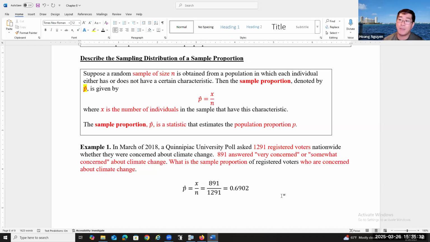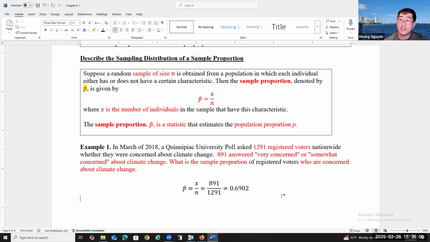Now let's imagine this, everyone. If you go back to the same population and select exactly the same number, 1,291 again, and among those 1,291 people you ask them the same question, are you concerned about climate change or not, do you think exactly 891 people will say yes, they are concerned about climate change? You might get that answer again, or maybe the answer will be different, right?